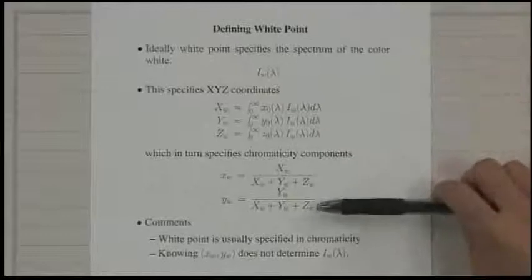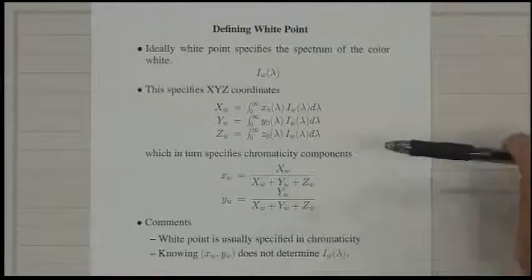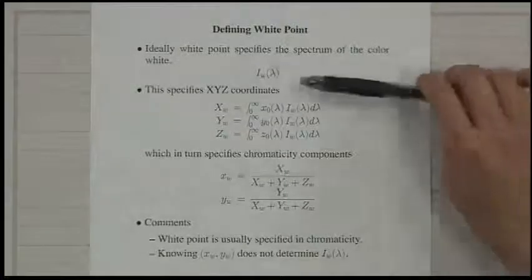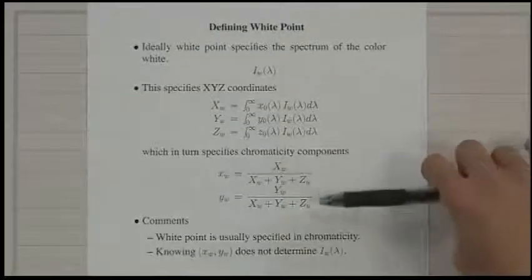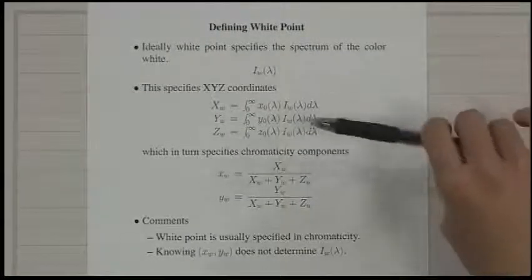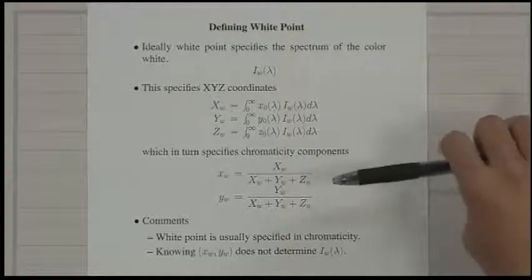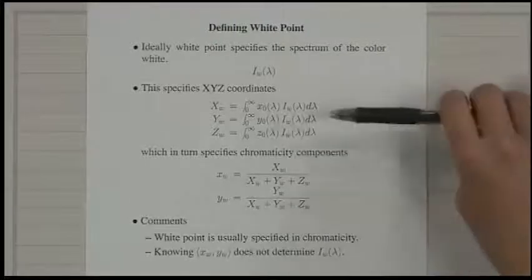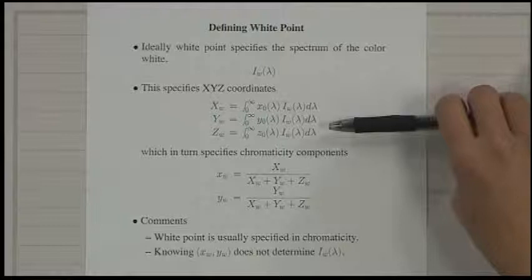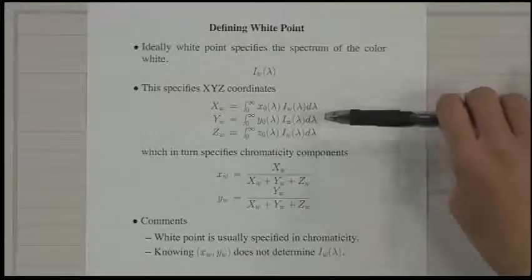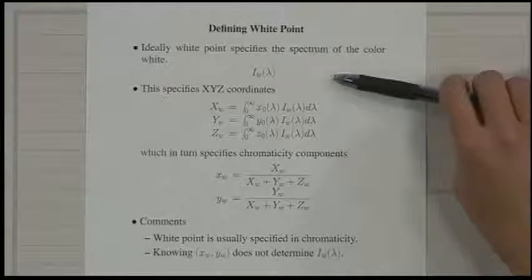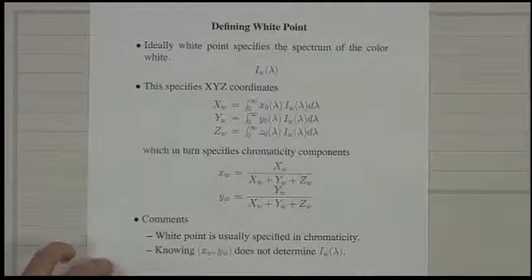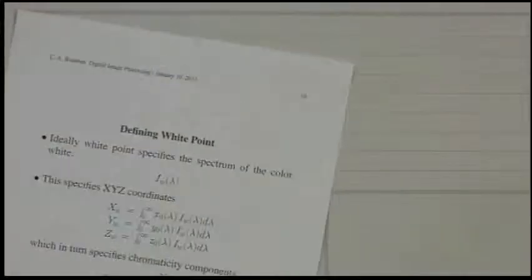But one important point to make here is that as we go from the top to the bottom, we are simplifying the way that we specify the white point. If you have the power spectrum, you can compute the XYZ, and then you can compute the chromaticity. But each of these two transformations is non-invertible. If you have the chromaticity, you can't tell what exactly the XYZ coordinates are. And if you have the XYZ tristimulus values, you still cannot tell the exact spectrum of the original white point. This is something important to know.